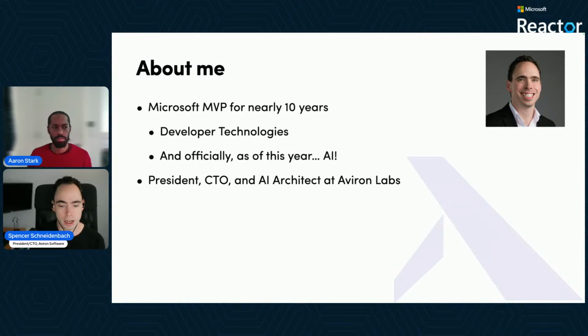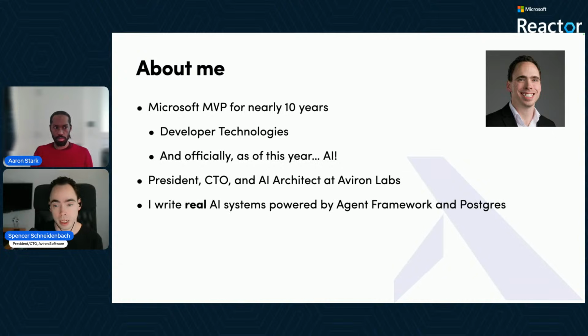We make software, especially web-based: .NET, React, Node, on AWS and Azure, mainly Azure. And now we're also AI architects, so we're executing and building on AI projects.